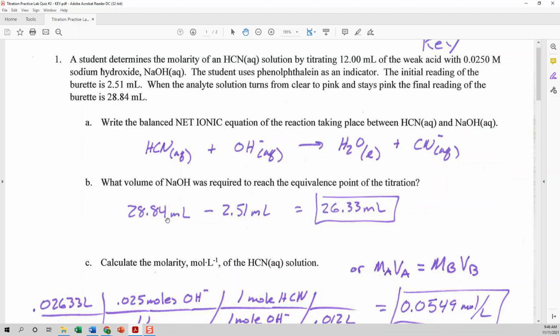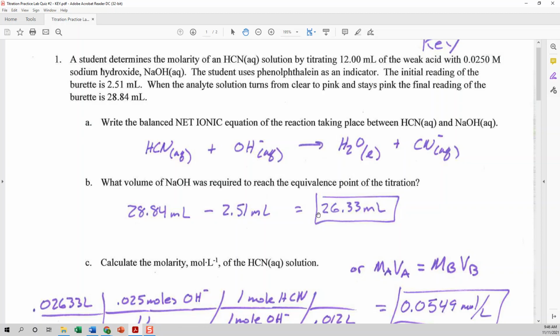So just remember, your burette readings will always have 2 decimal places because the tick marks give us the tenths place and we're allowed to estimate to the hundredths. And when you subtract with laboratory measurements, you're limited by decimal places, not significant figures. So yes, this measurement here has 3 sig figs, but we're subtracting, we're not multiplying or dividing. So we're not worried about sig figs, we're worried about decimal places. So 2 decimal places, 2 decimal places, so we're allowed 2 decimal places.